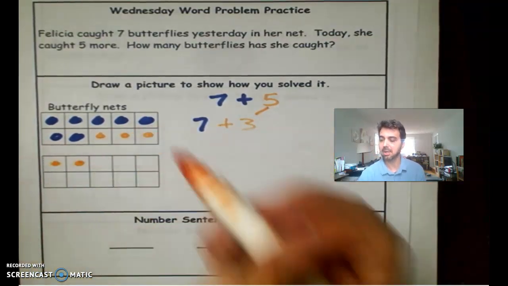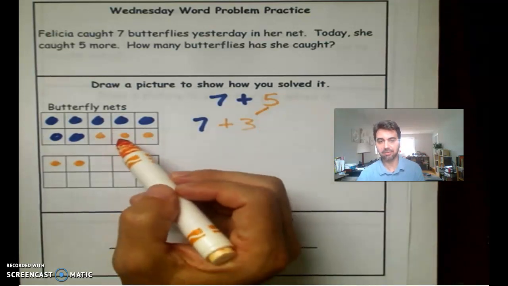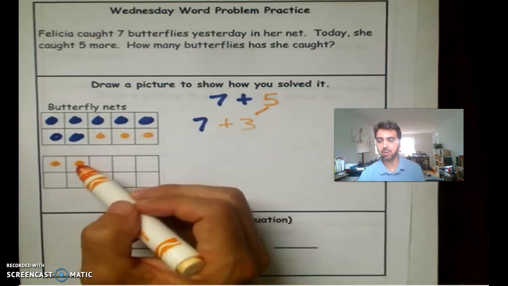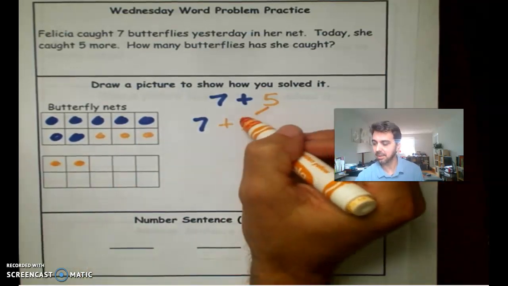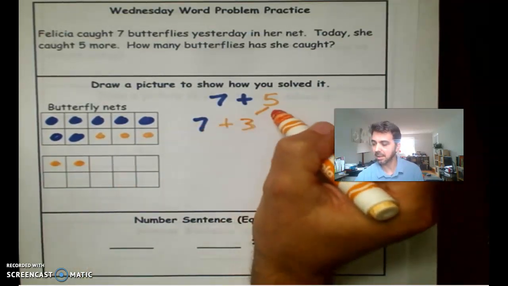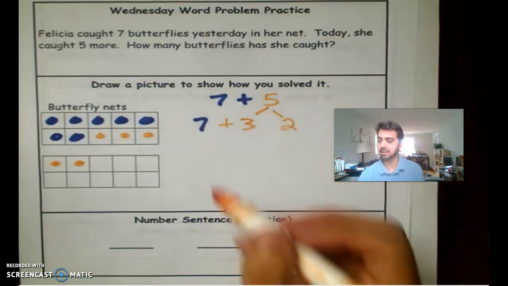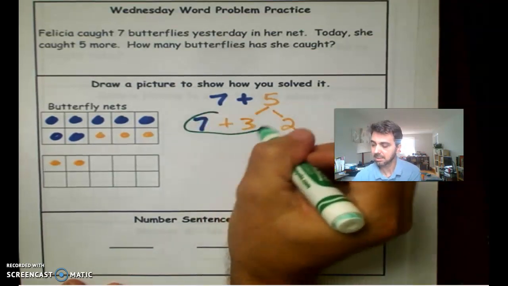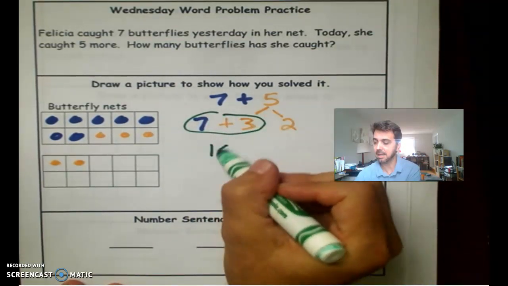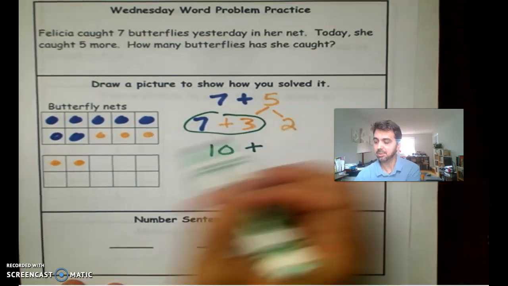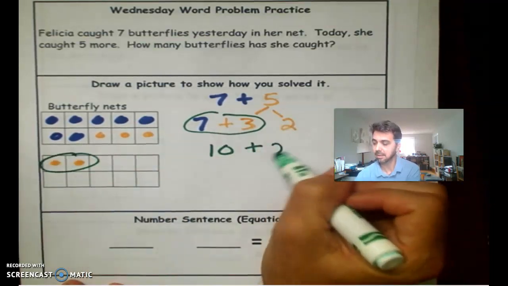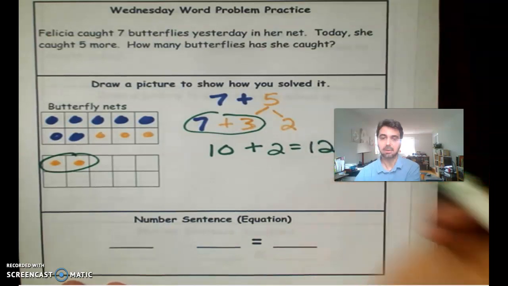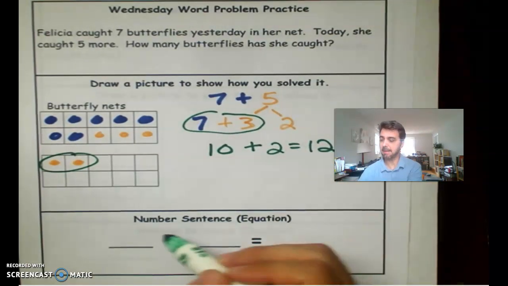We said that, 2 more. So the 5 is broken. The 5 butterflies she caught today, 3 of them are in this net with the 7, and 2 of them are in their own net. And we know that 7 plus 3, those are 10's partners, is 10. We still have these 2, right? These 2 right here. And that equals what? That's right, 12.